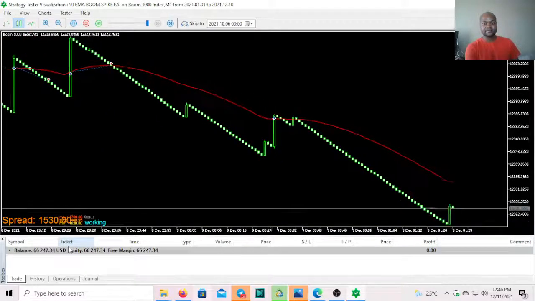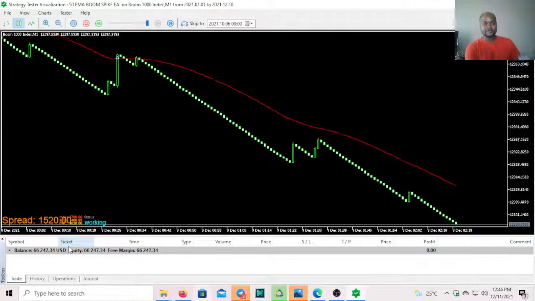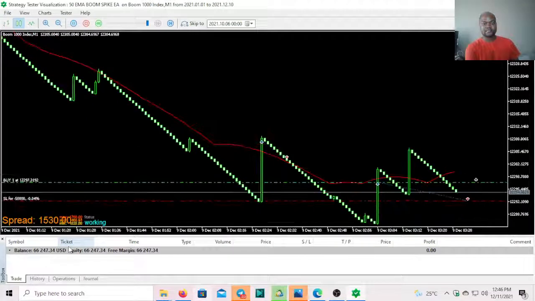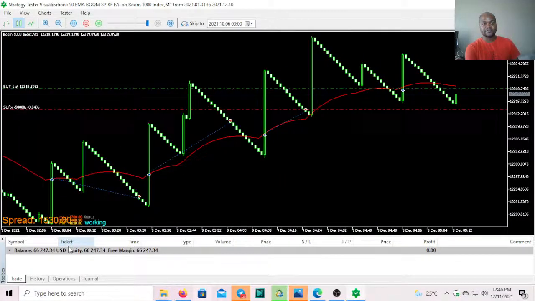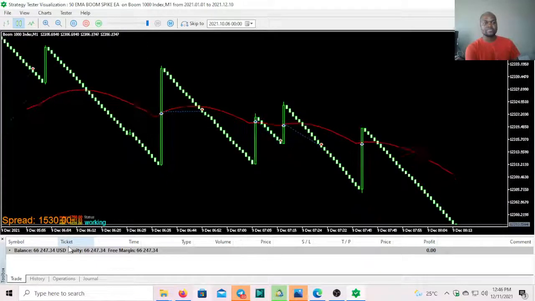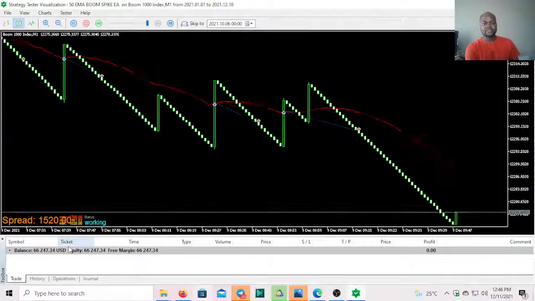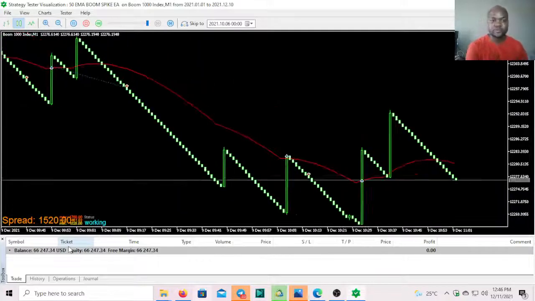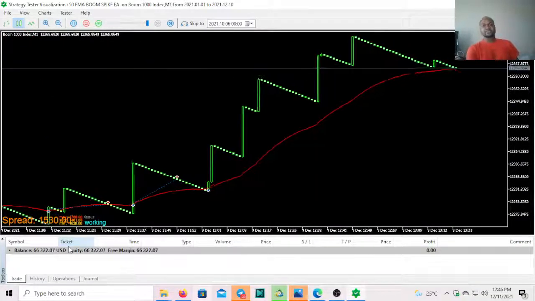We want to make money in Boom and Crash. There's a tendency of just keep on depositing, and yet your withdrawals are very low. So with this robot, you will be constantly withdrawing. I guarantee you that.